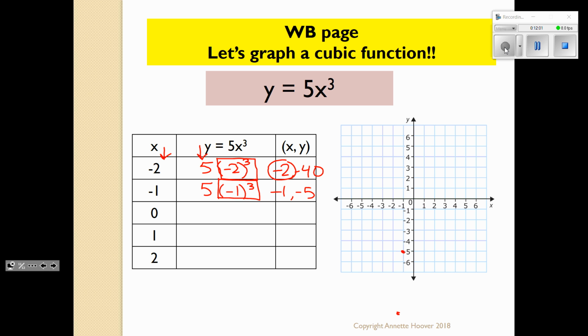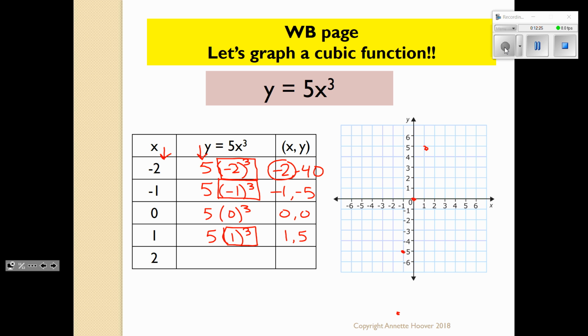Now we're on track. Let's plug in 0. 0 cubed is 0, and 0 times 5 is 0. So our ordered pair would be 0, 0. So we can put a point at 0, 0. Plug in 1, 5 times 1 cubed. 1 cubed is 1, times 5 is 5. So our ordered pair is 1, 5.